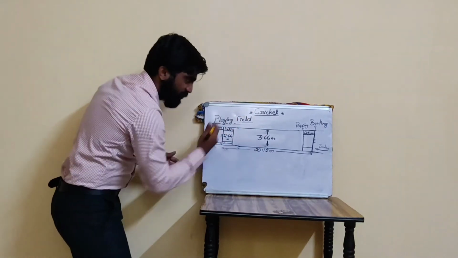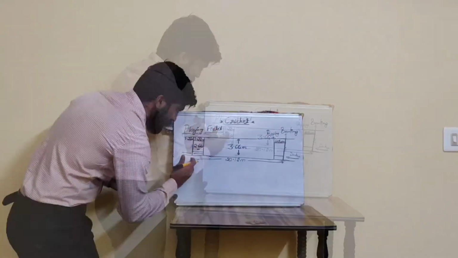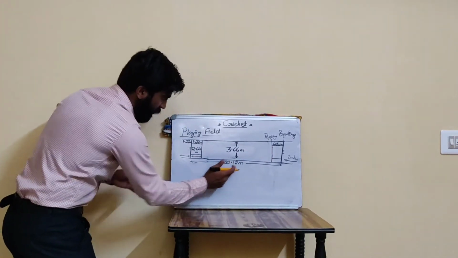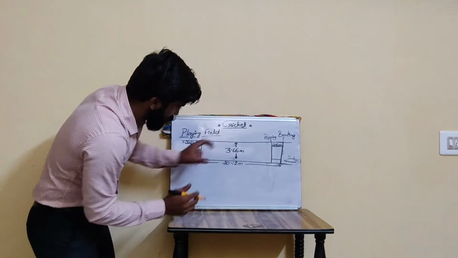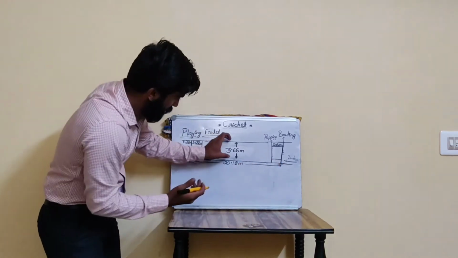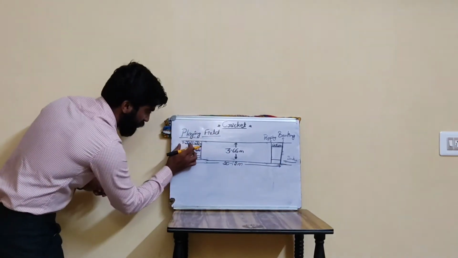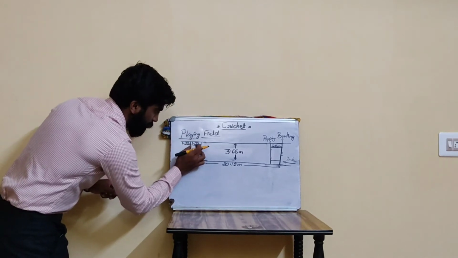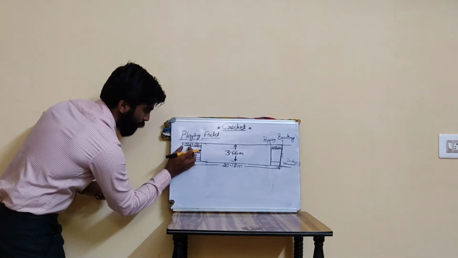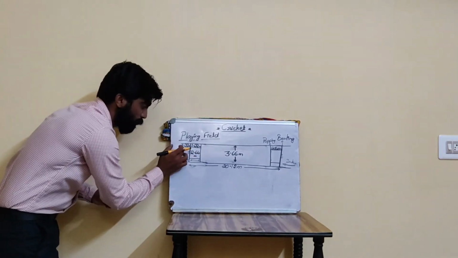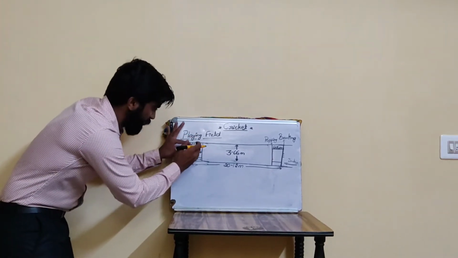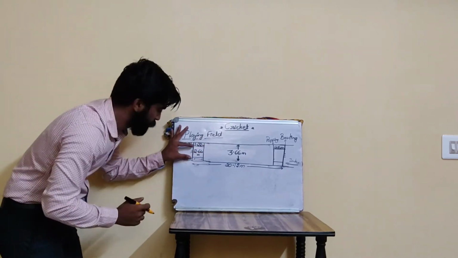Now let us come to the measurement of the pitch. This is length of the pitch between the stumps, that is 20.12 meter, and this is breadth of the pitch, that is 3.66 meter. This is length of the pitch between the wickets, and this is breadth of the pitch. Now this is the measurement between bowling crease and the popping crease, that is 1.22 meter. Again, this is the measurement from bowling crease to extension of the pitch, that is 1.22 meter. Now this is length between the return creases, that is 2.64 meter.